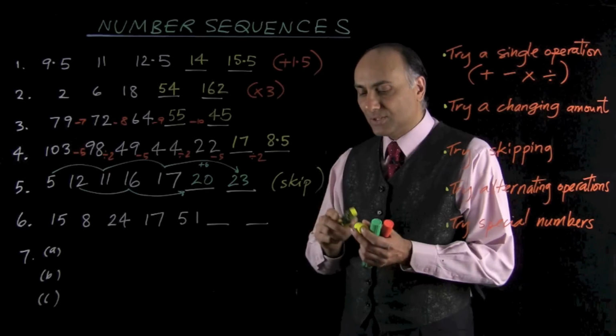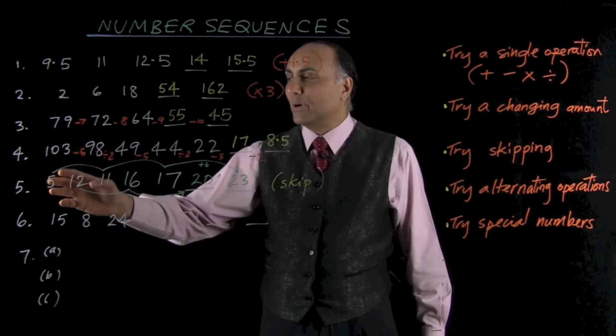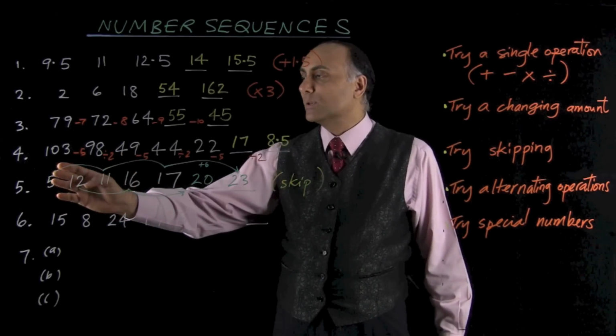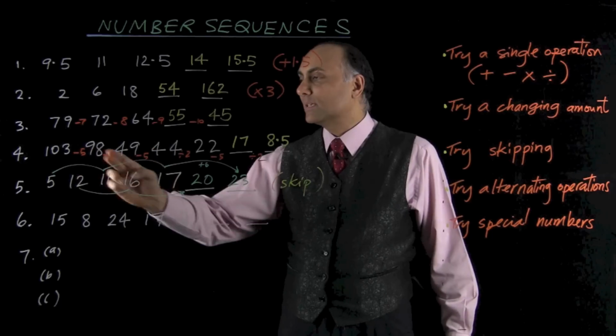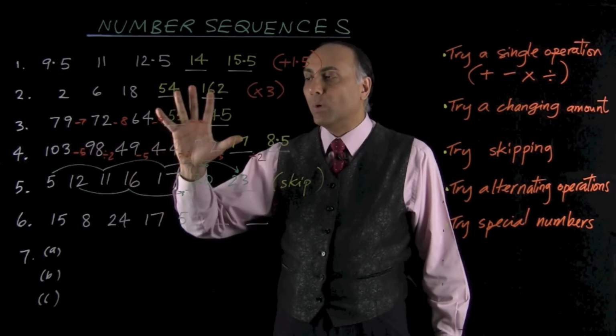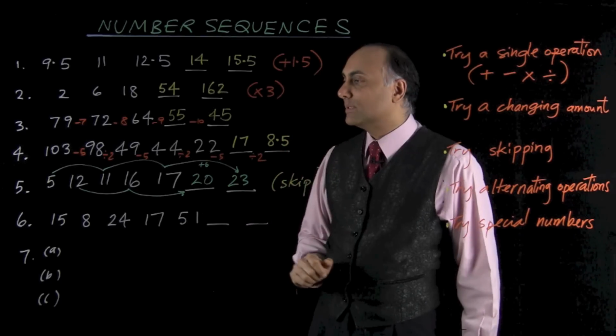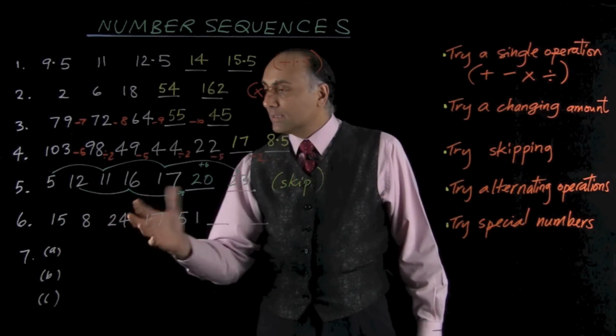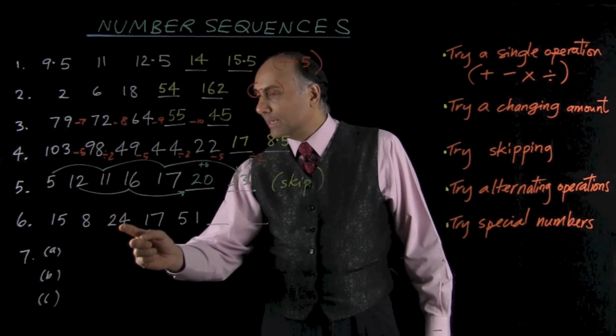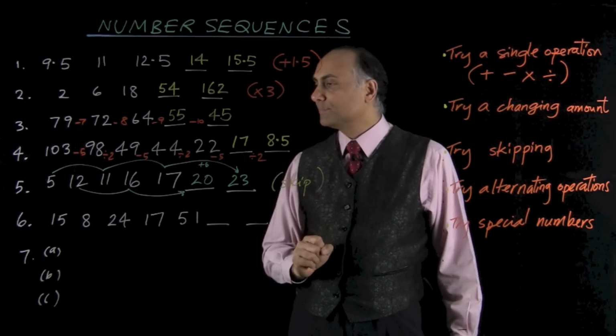So remember, a skip is just a way of separating out two sequences. These numbers, first, third, fifth, seventh, are one sequence, and the second, fourth, and sixth are a separate sequence. Here, same thing happens. Smaller, bigger, smaller, bigger.